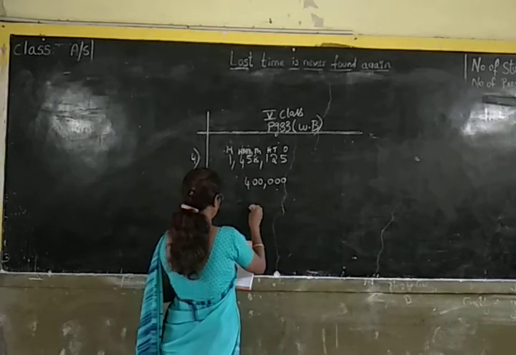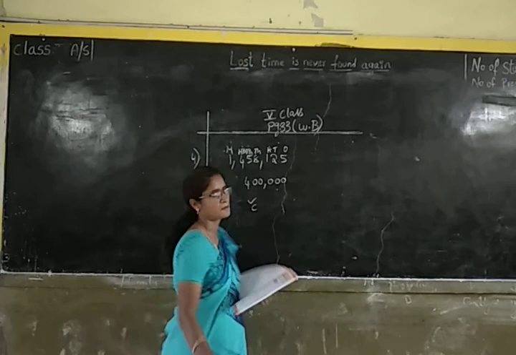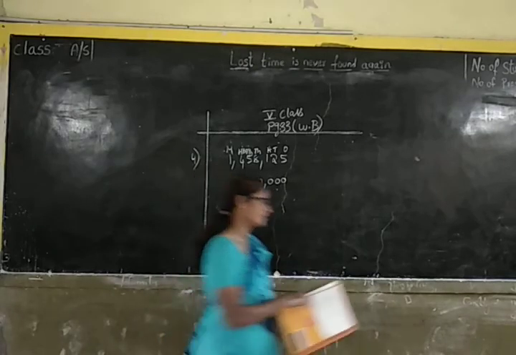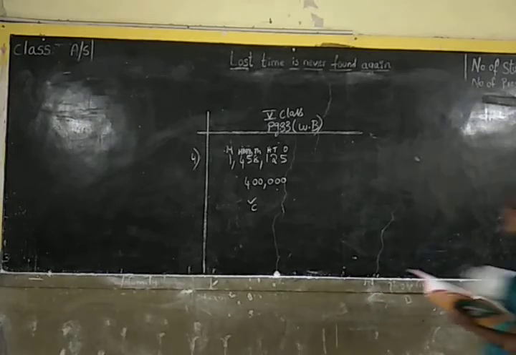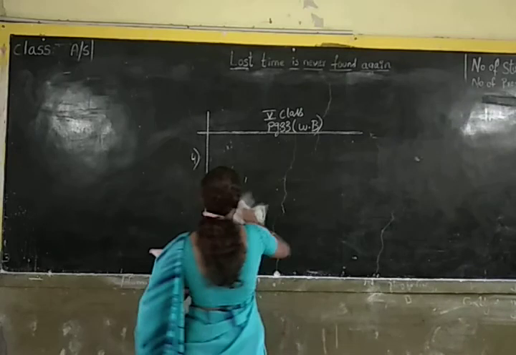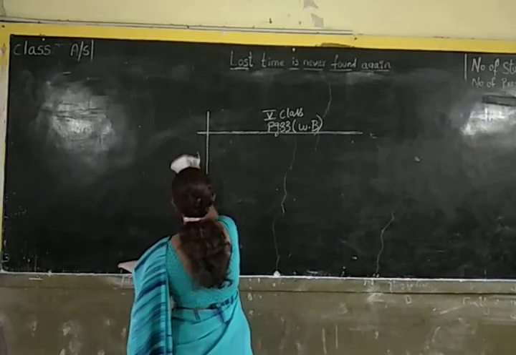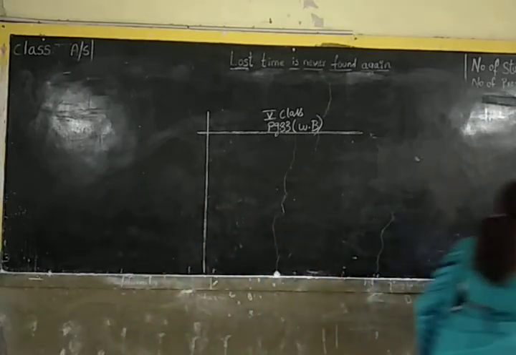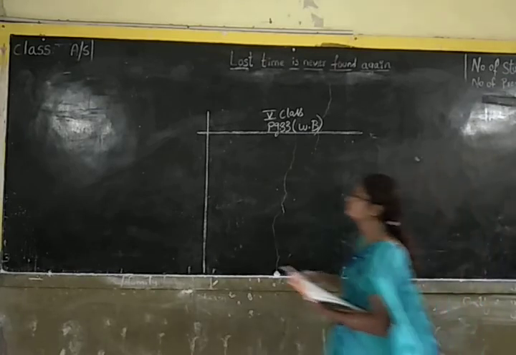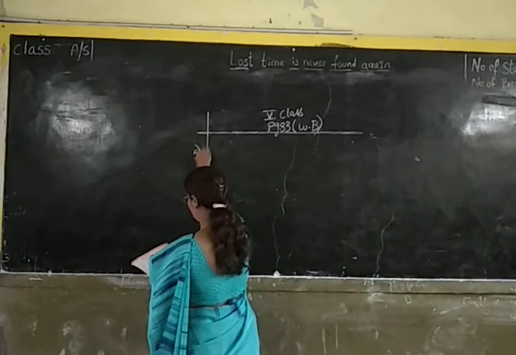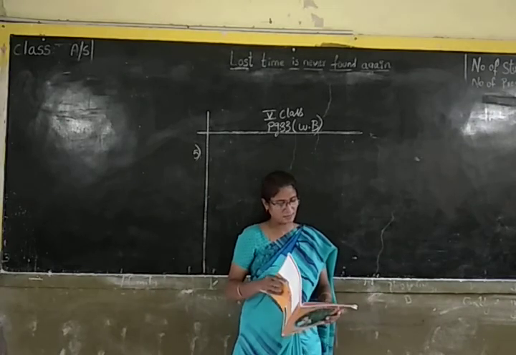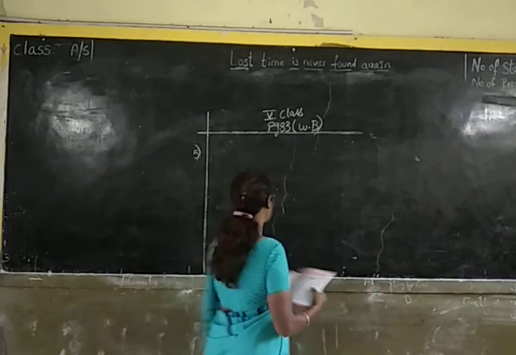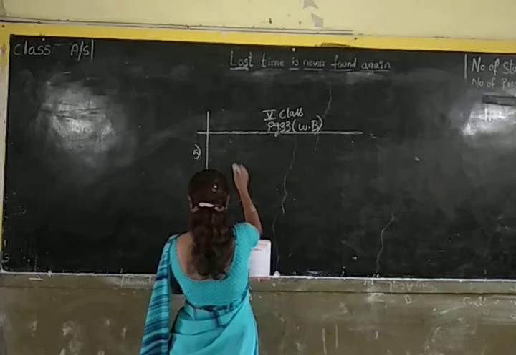Here three options are given. So C is the correct option. So all of you tick C. Okay children. Now let us do the fifth sum. So what is the fifth question? Fill in the blanks with the correct symbol. So you have to fill the correct symbol for the blank.